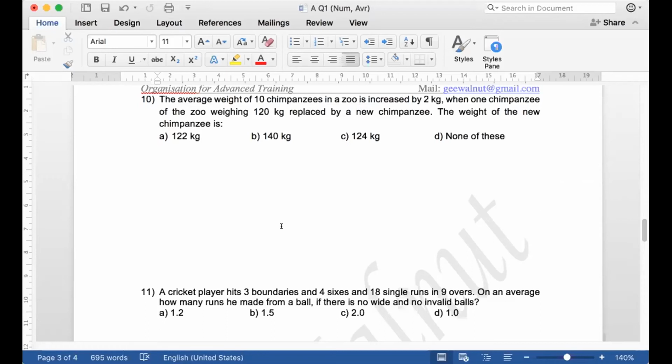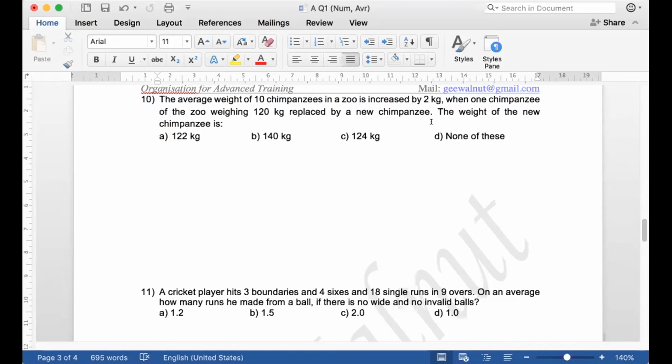The average weight of 10 chimpanzees in a zoo is increased by 2 kilograms. So how many chimpanzees? 10 chimpanzees. Average weight is increased by 2 kilograms. That means total weight is increased by 20 kilograms, when one chimpanzee of the zoo weighing 120 kilograms is replaced by a new chimpanzee. So the weight of the chimpanzee which was taken away is 120 and the new one is introduced.